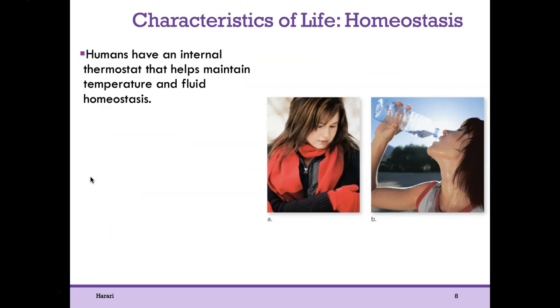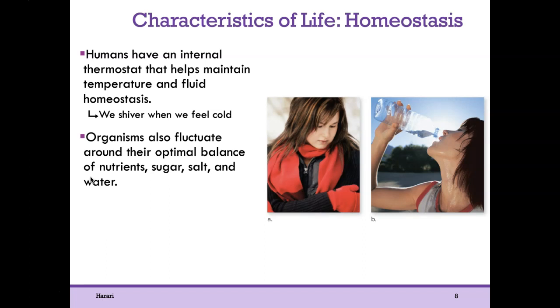But humans have an internal thermostat that helps maintain thermal regulation, so the temperature inside of our body, and also fluid balance. So when we are very cold, our brains instinctively tell our bodies to shiver, and our muscles shivering generate heat, right? That's an unconscious thing. We don't have to think about shivering when we're cold.